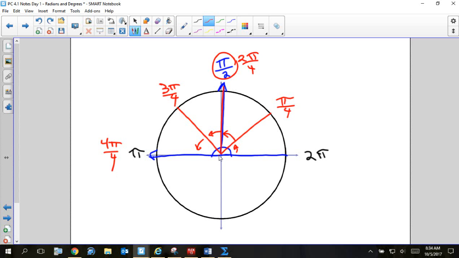So if I keep counting and I keep dividing this up by the same measurement, and I go to this one here, how many pi over 4s is that one? 5 pi over 4. And I keep going, and my next one is 6 pi over 4. But that's not what we call that one, because it reduces. What do we call this one at the bottom? 3 pi over 2.